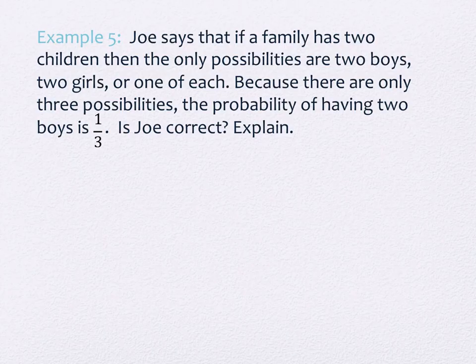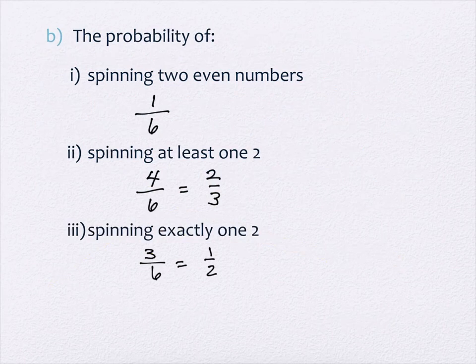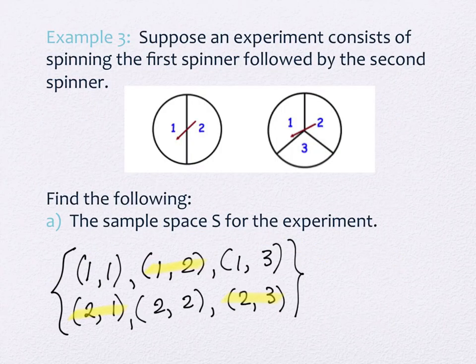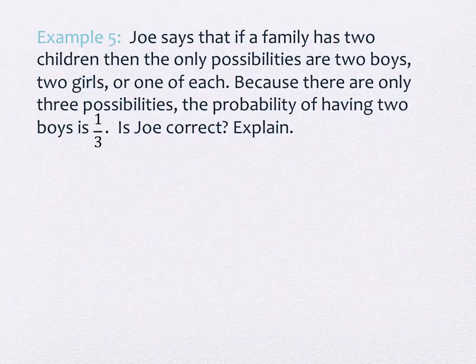Okay, so the answer is Joe's not correct. And I'd like to come over here to remind you what I said over here. These were our 6 outcomes. And we could write them like this because they were all equally likely, right? All right, 50-50 shot in the first spinner, 33-33-33 on the second spinner, all equally likely. The problem is that these outcomes are not all equally likely. So let's draw a tree diagram so you can see why.